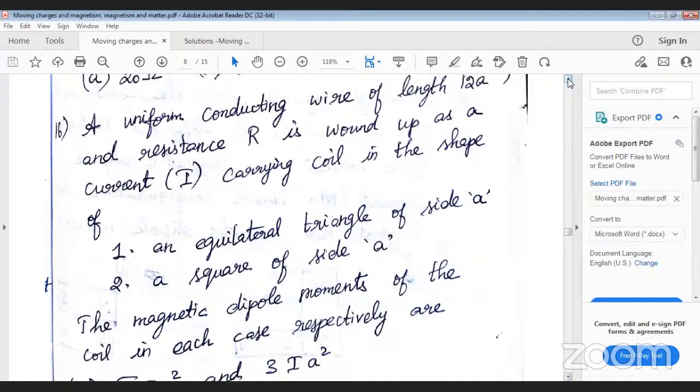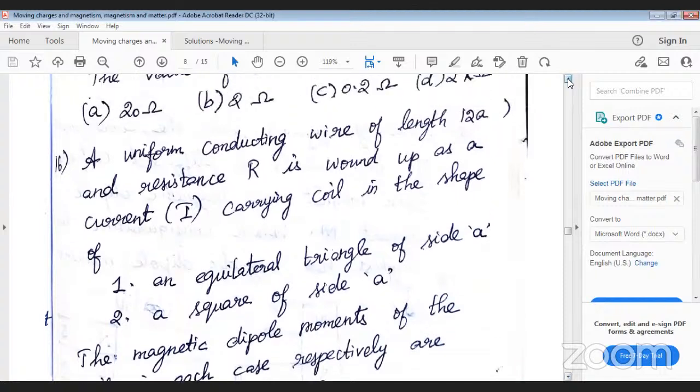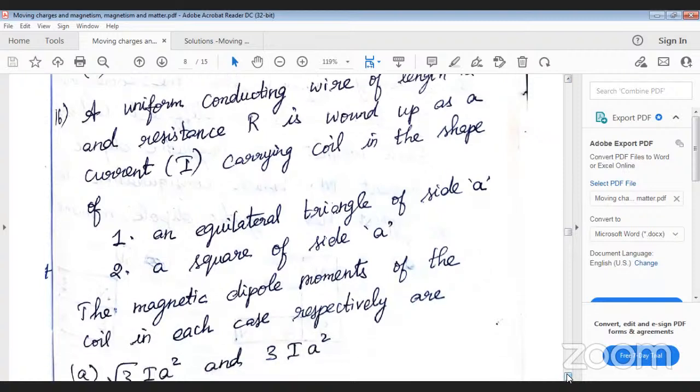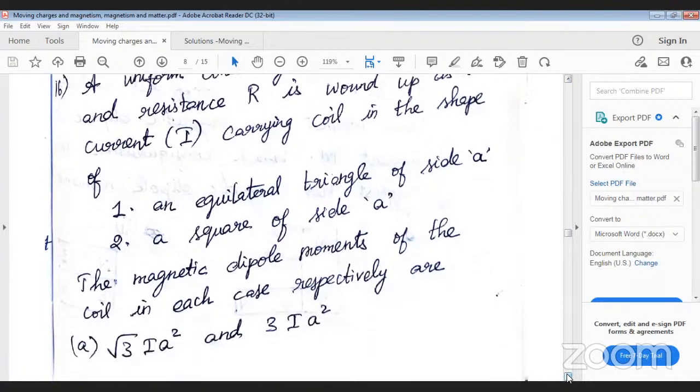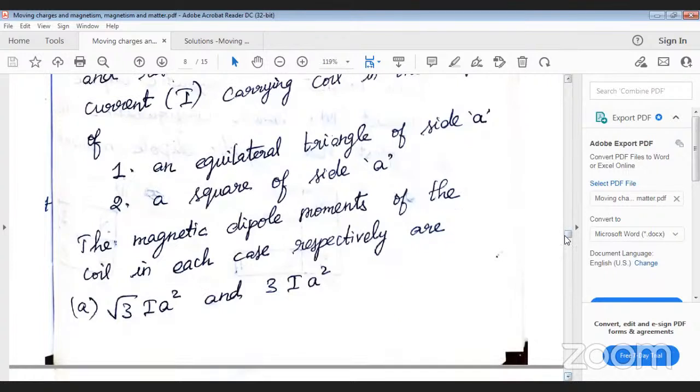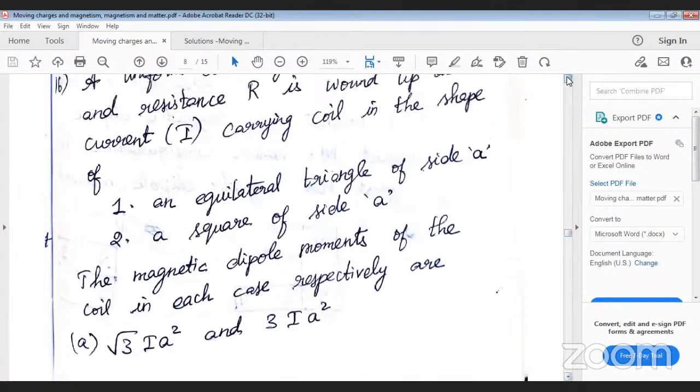A uniform conducting wire of length 12a and resistance capital R is wound up as a current carrying coil in the shape of an equilateral triangle of side a and a square of side a. Okay, the magnetic dipole moments of the coil in each case respectively are.